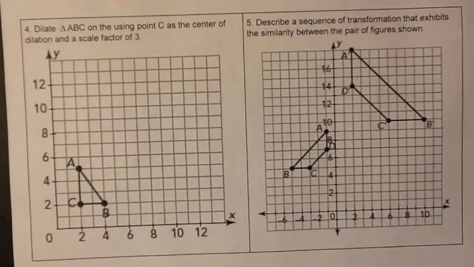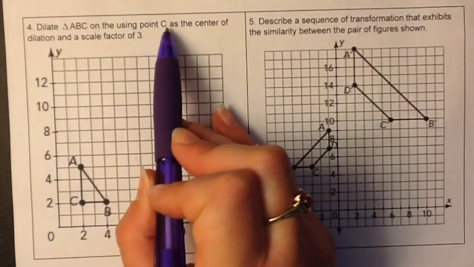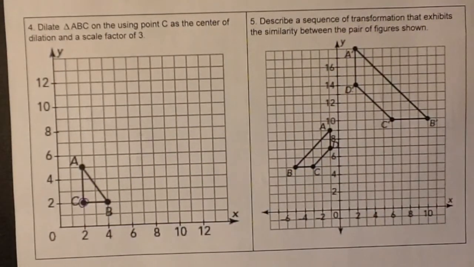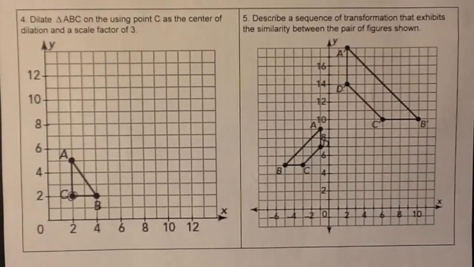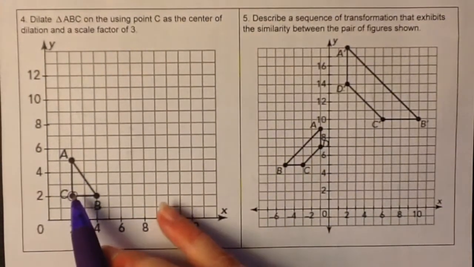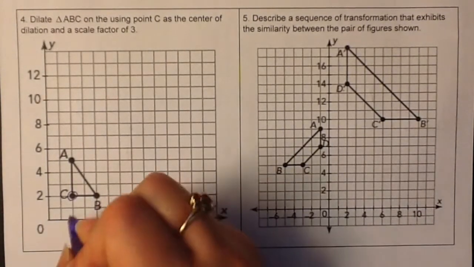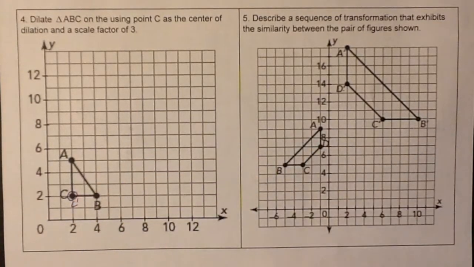On to number 4, dilate triangle ABC on the point, no, that's bad grammar, using the point C, so that's this one right here, as the center. So you don't always need to use the origin, and a scale factor of 3. So everything's getting 3 times farther away from C. Now, C, though, is not going to change because it can't get 3 times farther from itself. So C prime is the same as C.